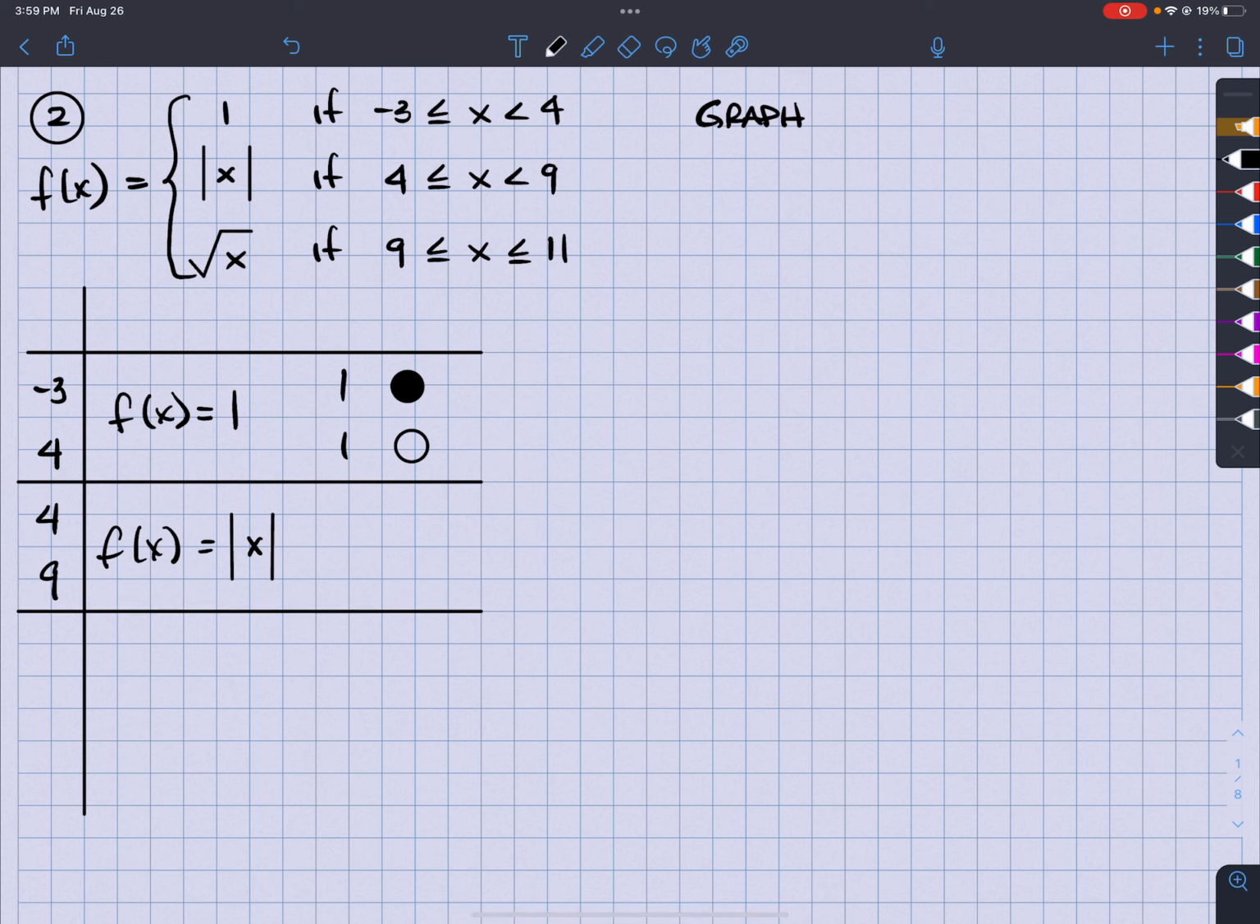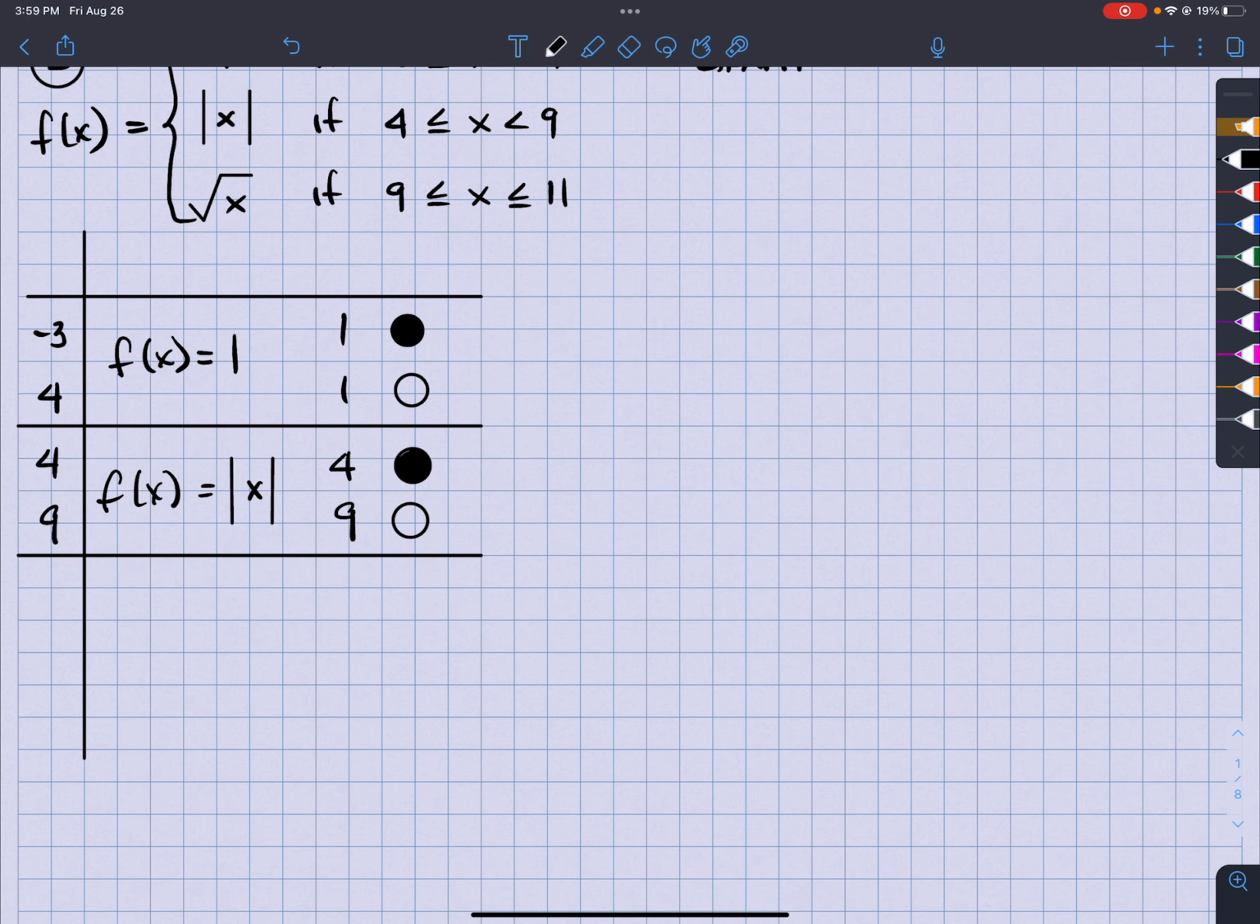The absolute value of 4 is 4. The absolute value of 9 is 9. So this is going to be a closed circle here, because it includes 4. But it's going to be an open circle here because it doesn't include 9.